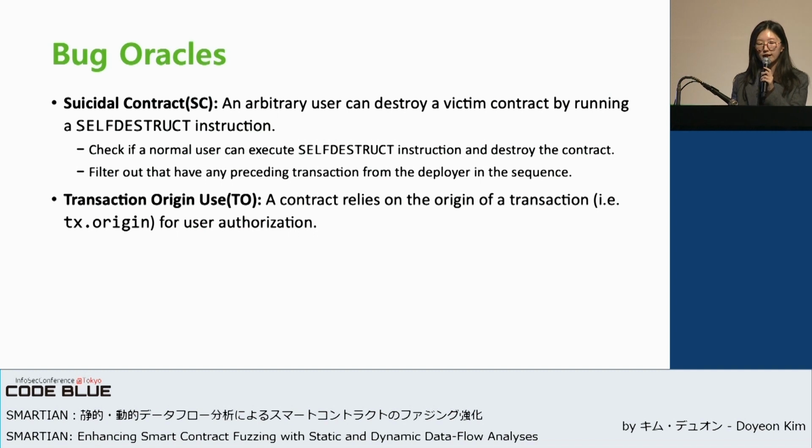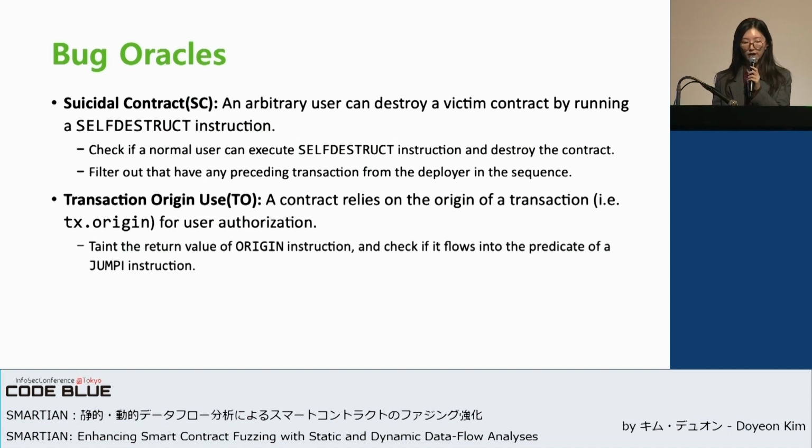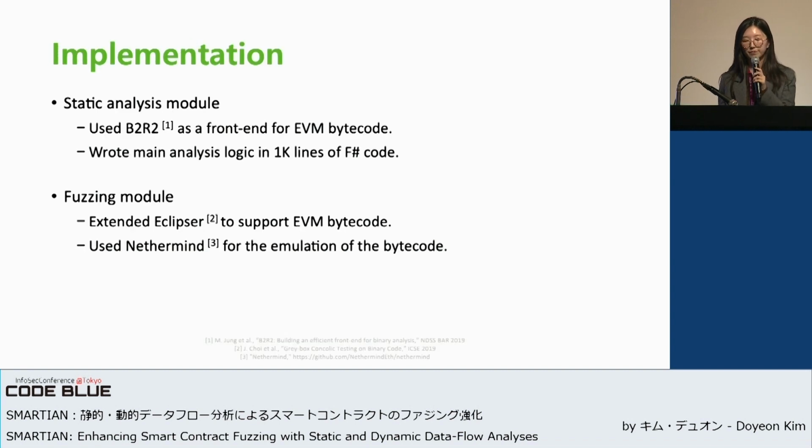And the last one is transaction origin use. It occurs when a contract relies on the origin of a transaction for user authentication. So we taint the return value of the origin instruction and check if it flows into the predicate of a jump instruction. Also, it is already deprecated, as is the delegate call instruction. But for the same reason, we implemented this bug oracle.